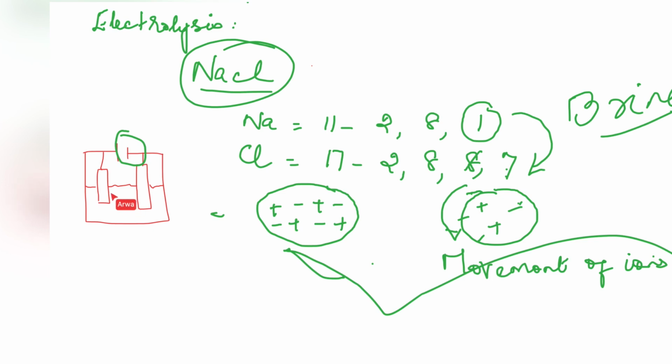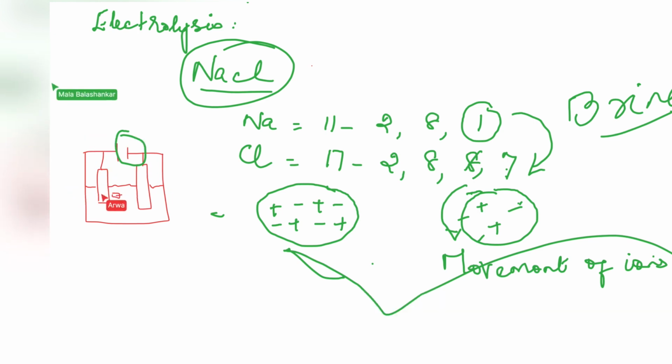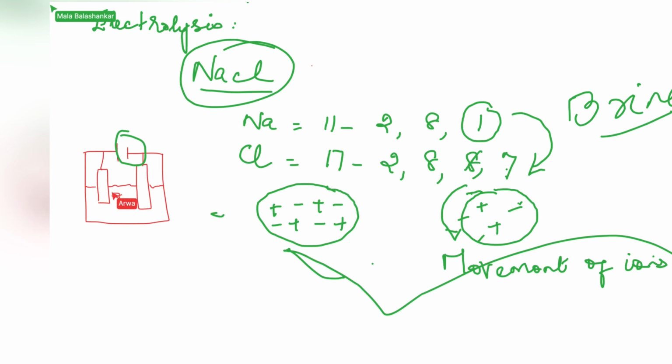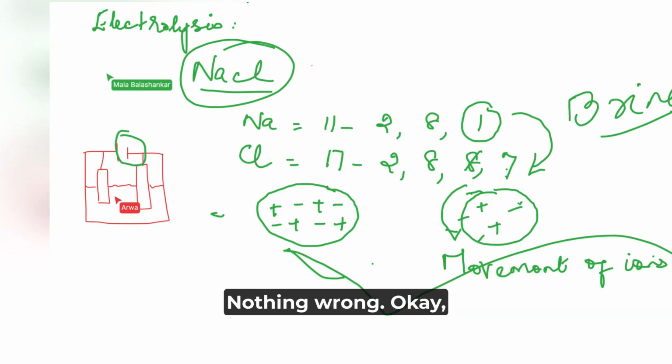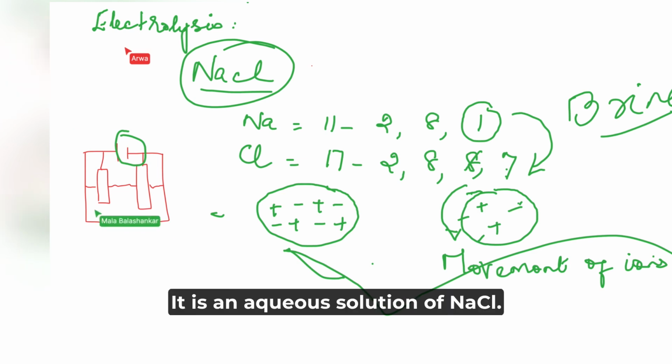So right, here the positive ions. No, wait, the negative. What electrode is this? Should I draw it of NaCl? No, you can just write. It's nothing wrong. Oh, okay. So you can write here it is an aqueous solution of NaCl.